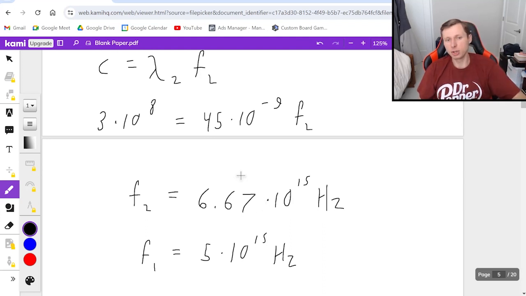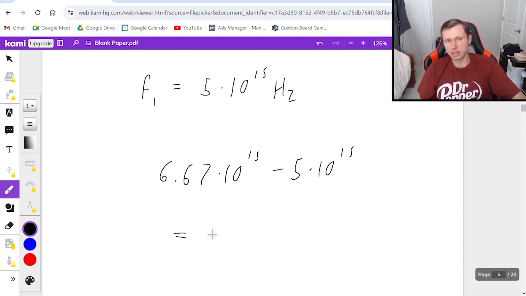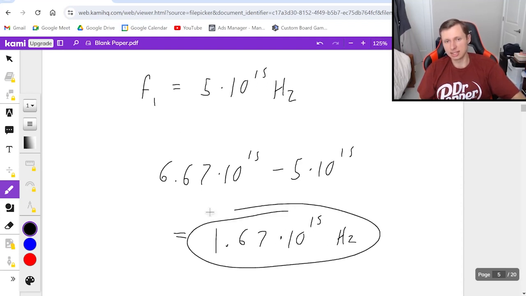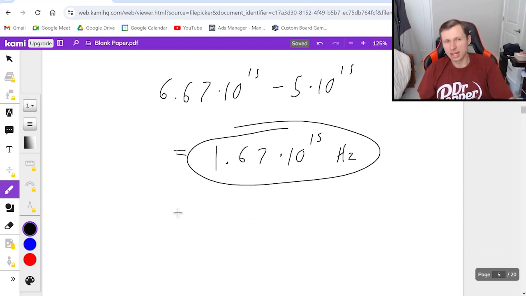So anyways, if I want to know the difference between these frequencies, all I got to do is 6.67 times 10 to the 15th minus 5 times 10 to the 15th, and that'll get me 1.67 times 10 to the 15th hertz, and that is the difference. And that's all the problems I have to look at today.